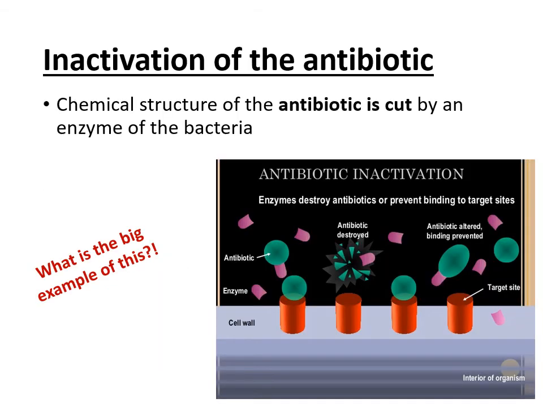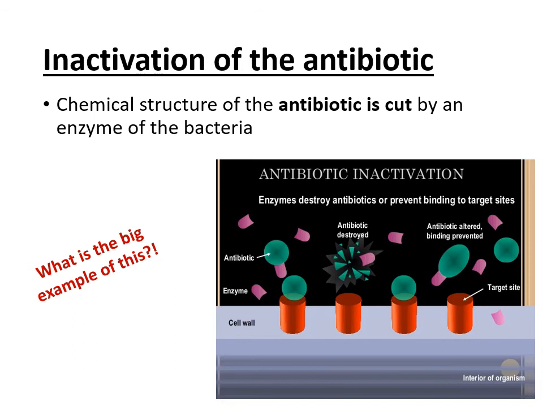So the first mechanism of resistance I want you to know is the inactivation of the antibiotic. So in this case, the antibiotic will enter the bacterial cell, but what the bacteria will do, it will have some sort of enzyme that can then break that antibiotic. Picture it cutting it up or cutting the main part of it, so that antibiotic cannot do its job. Okay? The big example of that is penicillin, okay, which you've seen in labs, in microbiology lab class.